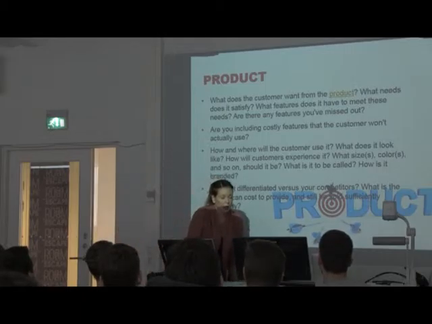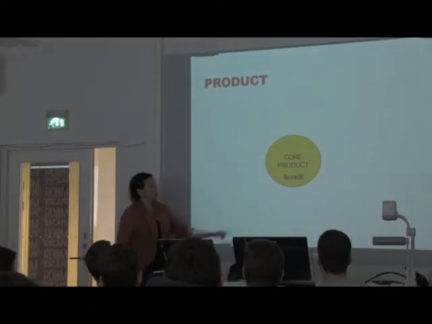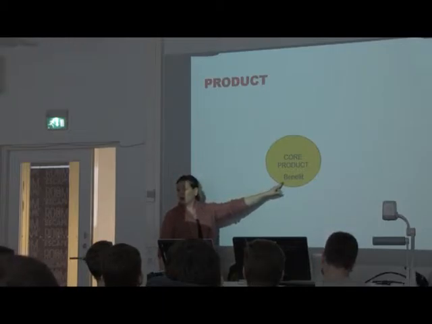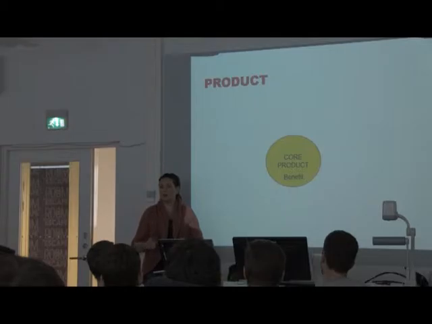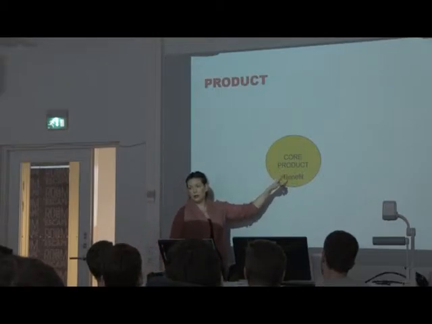Well, let's see. So, here's the core product. Here's the benefit. I want to drive a car. What's the benefit for me to have a car? It's not the car, actually. It's for me to transport from A to B as fast as I can, right? That's the benefit. The core product is a car, but the benefit is different.